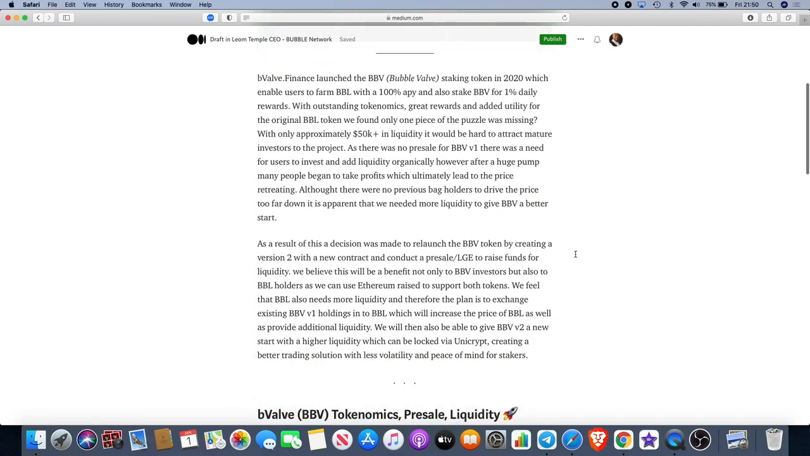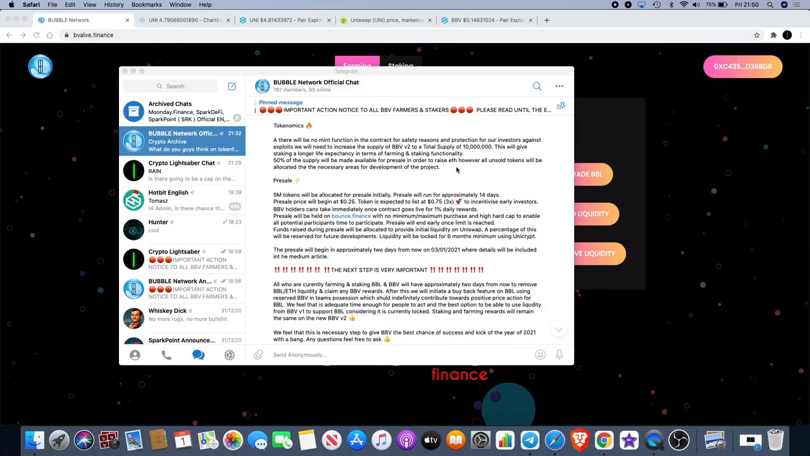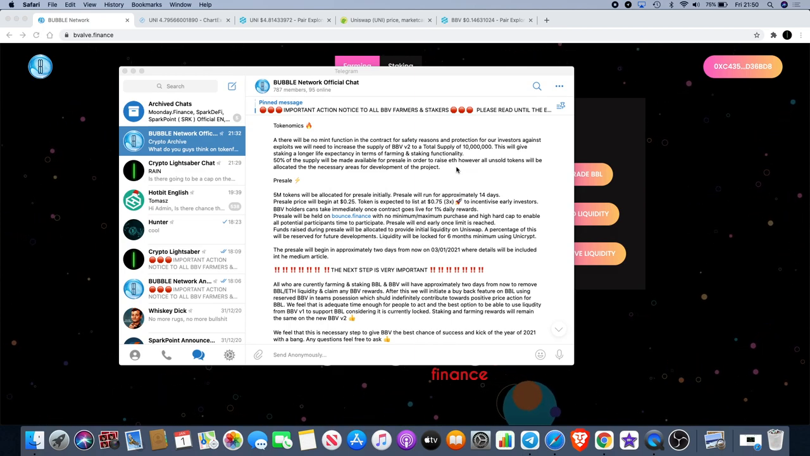We will let this article out afterwards so people have the details. The pre-sale will be held on Bounce, as it was with BBL, and you'll be able to get the Bvalve tokens. We're incentivizing you to take part in the pre-sale by offering the token at 25 cents, and we intend to list it at approximately 75 cents. So you're going to make extra money by being involved in that. And when it goes live, you can stake it immediately and earn the 1% a day interest on that.